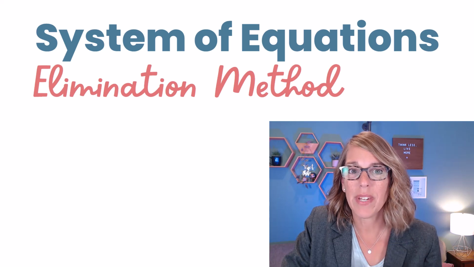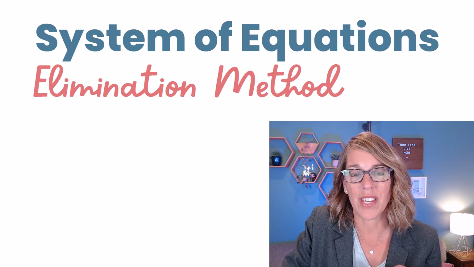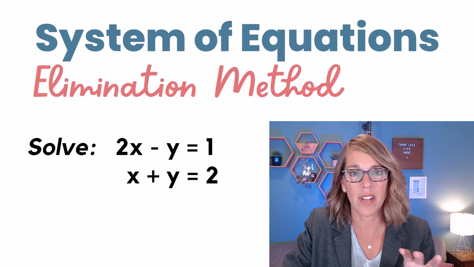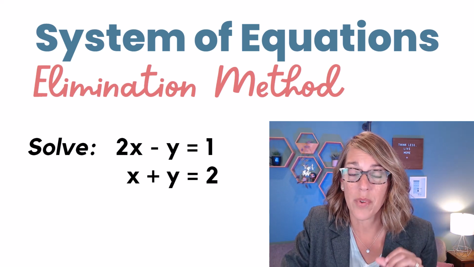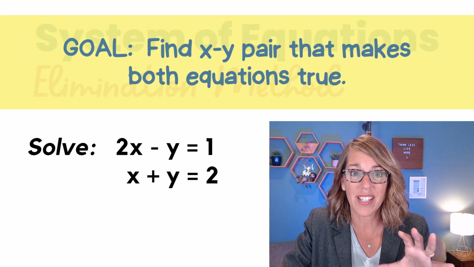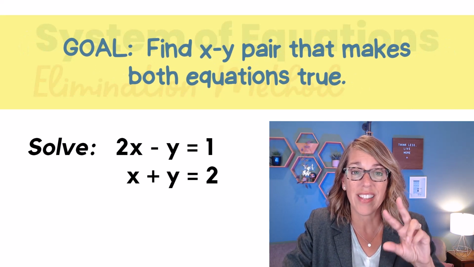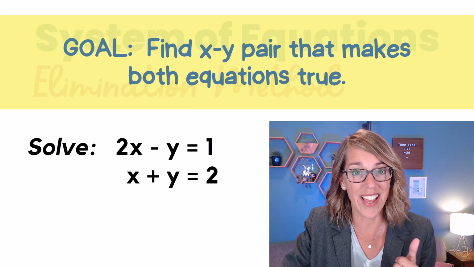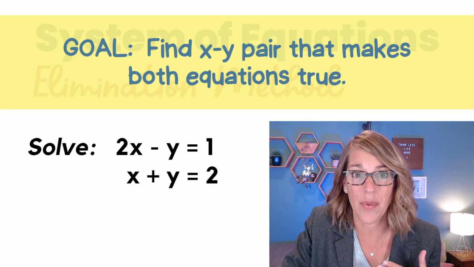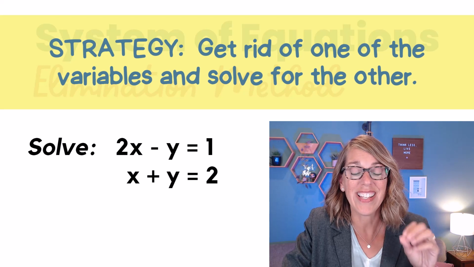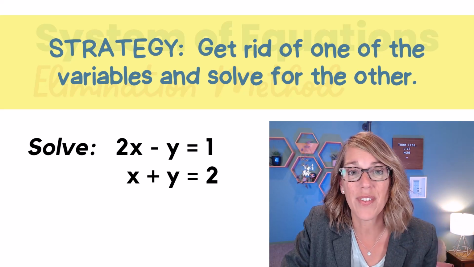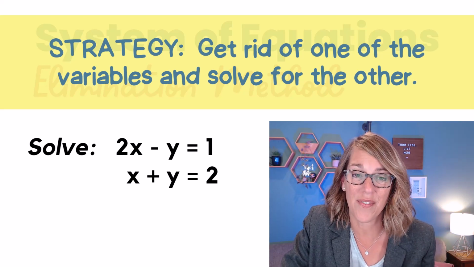We're going to look at the elimination method for systems of equations, and we're going to start with an example like this, but we're going to see several others as well, including one with fractions. Now, when we're solving a system, our goal is to find the XY pair that together make both of the equations true. With elimination, our strategy is to get rid of one of the variables and then solve for the other.